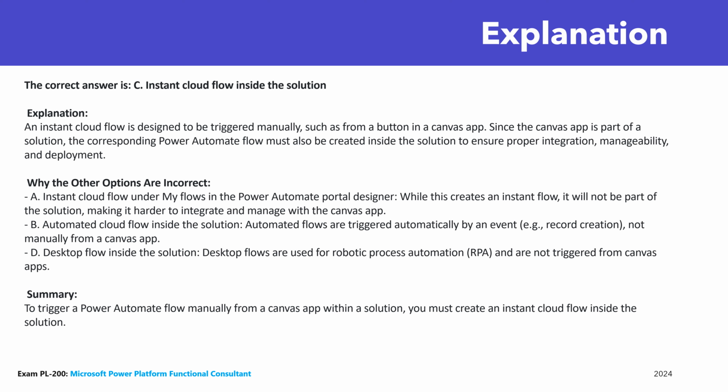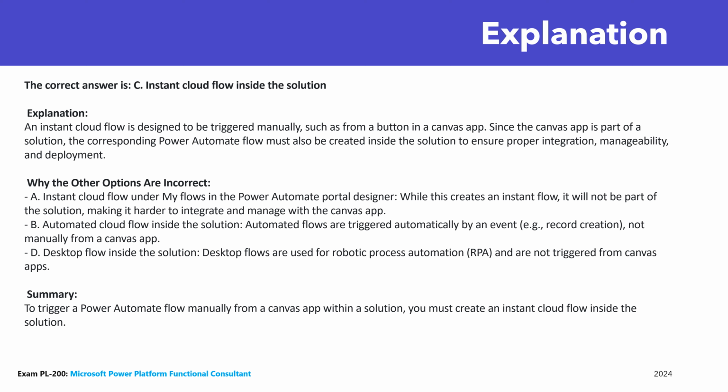The correct answer is C. Instant Cloud Flow inside the solution. Explanation. An instant cloud flow is designed to be triggered manually, such as from a button in a Canvas app. Since the Canvas app is part of a solution, the corresponding Power Automate flow must also be created inside the solution to ensure proper integration, manageability, and deployment.